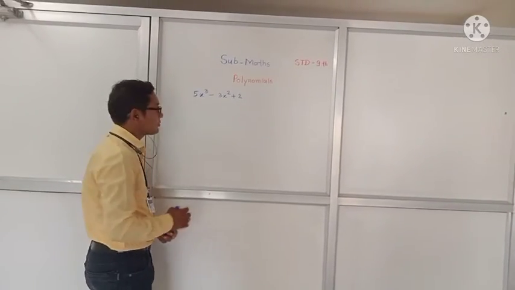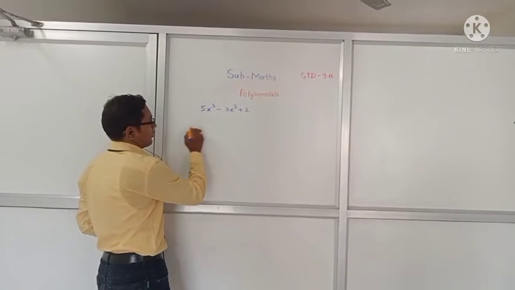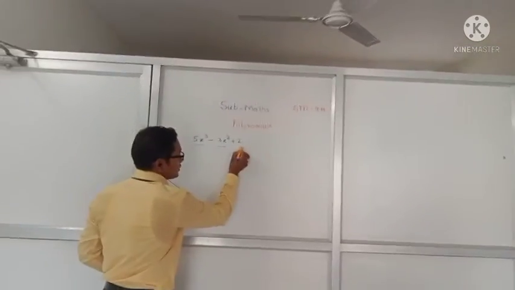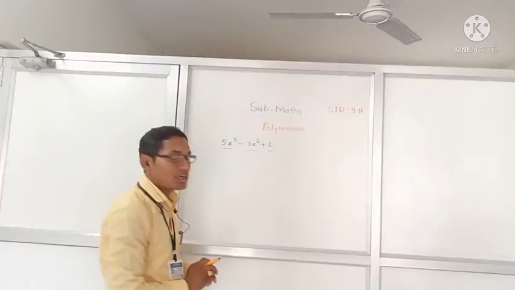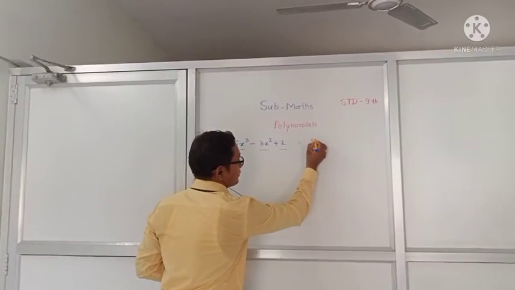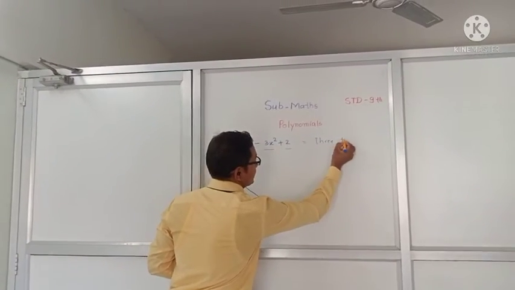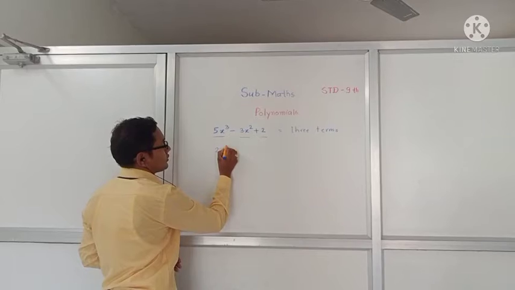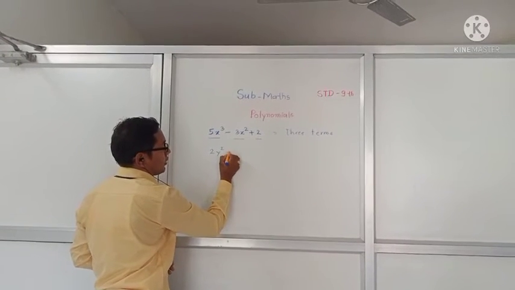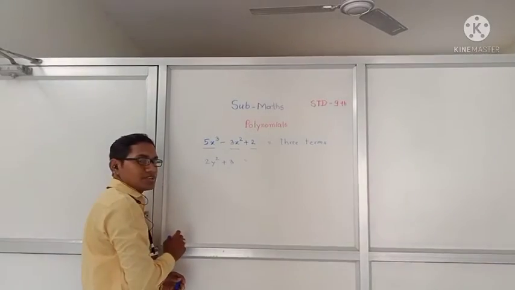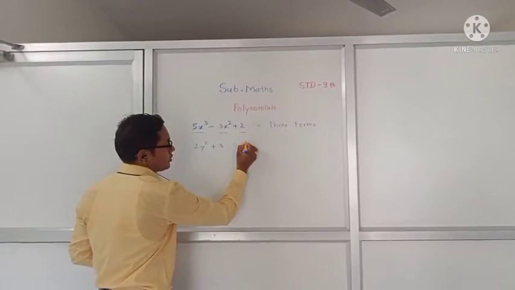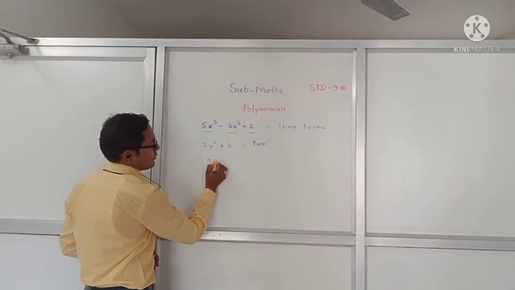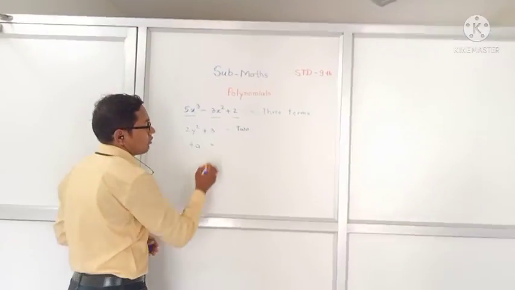Let us learn the terms. In this polynomial, this is one term, this is another term, and this is another term. Then how many terms are there? There are three terms. Now, 2y to the power 2 plus 3. How many terms are there? 1 and 2. Two terms. 4a. How many terms are there? Only one term.